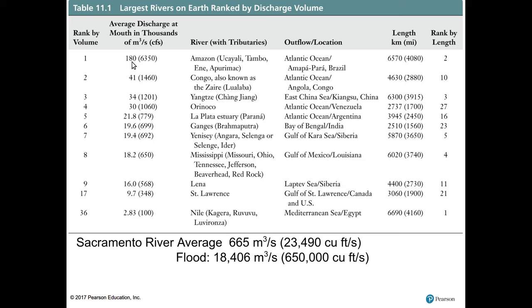The Sacramento at flood, the highest ever recorded, was about 18,000 cubic meters per second, which is equal to the average flow of the Mississippi. So the highest flow of the Sacramento, about 18,000 cubic meters per second, is equal to the average annual discharge of the Mississippi, and that's equal to a tenth of the Amazon. So the Sacramento River, at its highest flow ever, managed to put out a tenth of the average flow of the Amazon. The average flow of the Sacramento River, if you averaged out the flow over an entire year, is about 665 cubic meters per second.